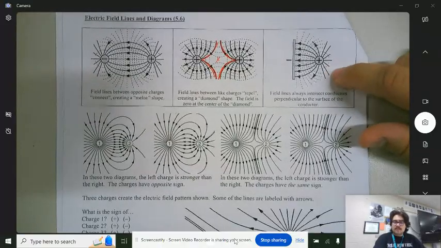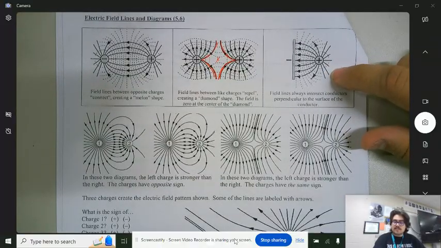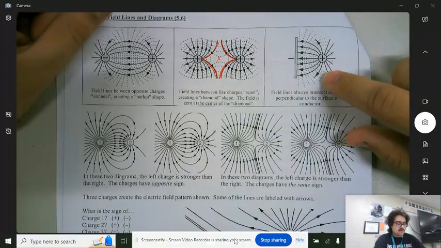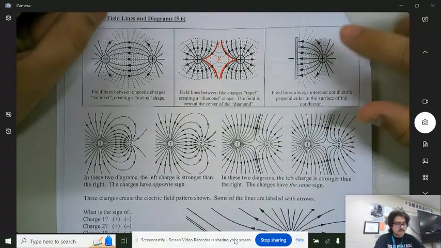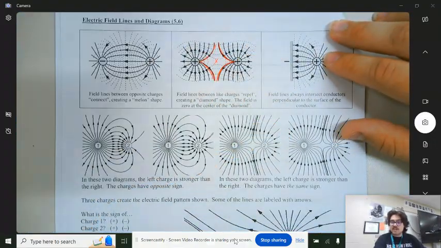Here, another thing to note is that electric field lines always intersect conductors perpendicular to the surface, so you notice that the electric field lines are reorienting themselves so that they can intersect perpendicular with the conducting wall, okay?